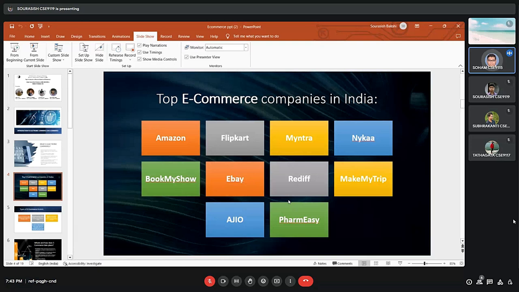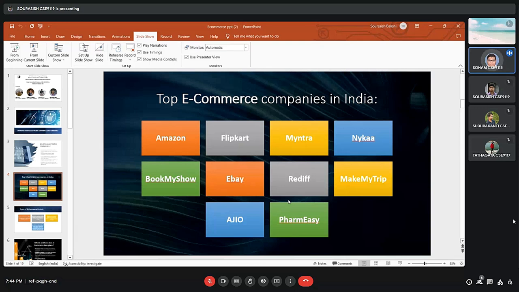Now let's see some top e-commerce companies who are exploring this booming market of India. So the first one is one of the global leading e-commerce websites, that is Amazon.com. As we all know, we all sometimes order any type of product from this website. After Amazon, it is coming Flipkart. Flipkart is, we can say, an Indian version of Amazon. It was founded by two IITians in the year 2006 and is one of the unicorn startup companies of India.